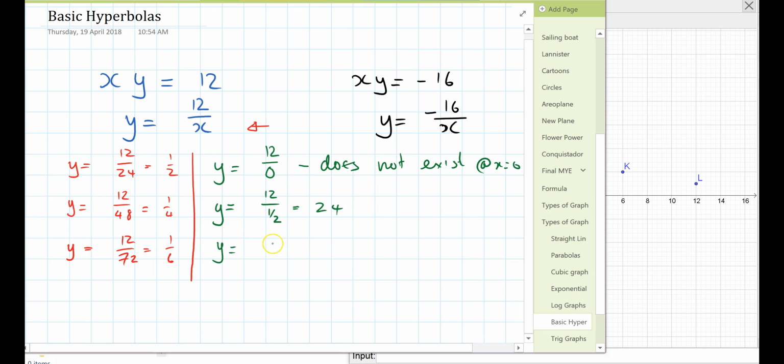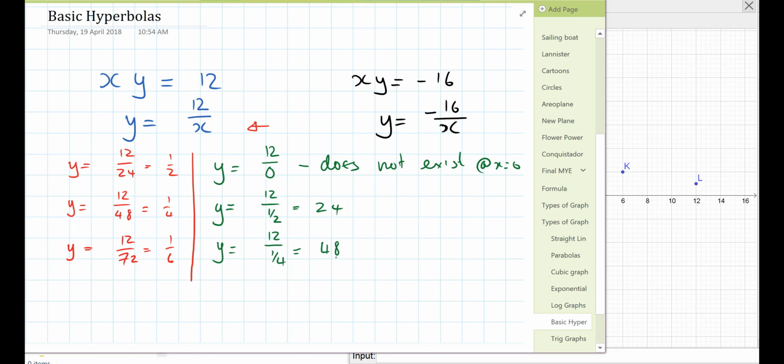If we said x is equal to a quarter, then I'm going to have 12 divided by a quarter. Dividing by a quarter is the same as multiplying by 4, so y is equal to 48. So when x is equal to a quarter, y is equal to 48. So we seem to have a situation that as x approaches 0, the y values get very big. That's if x values are positive. If x values were negative, then y would be getting very big negatively. In other words, very small.